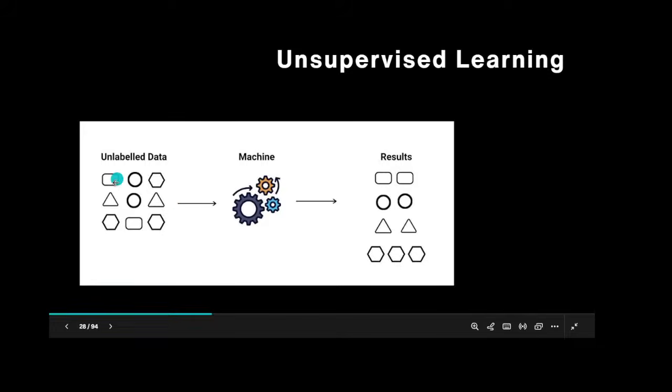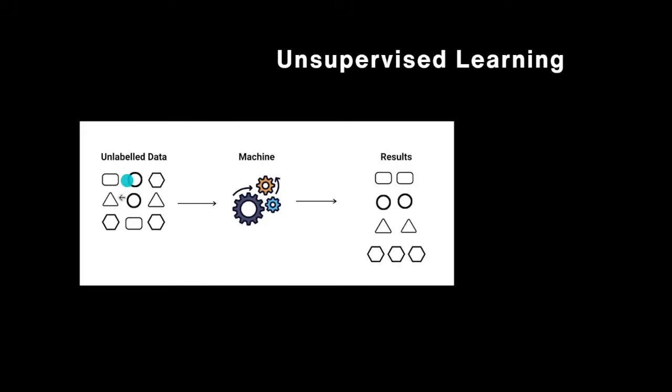Basically, if I give circle kind of images, the machine can separate the circle kind of data into one section, the triangle kind of data into one section, and the square kind of data into one section. The machine can only understand the pattern, and based on the pattern it can respond. That is unsupervised learning.